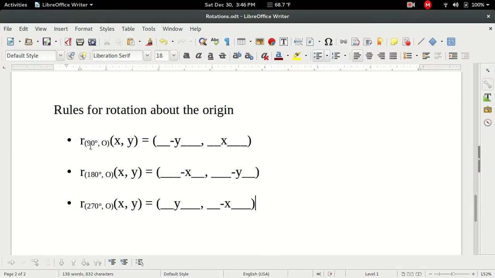We're going to do a rotation of 90 degrees about the origin of the triangle ABC. So where we have the points X, Y here, we're actually going to have the triangle ABC, which means we're just going to do this rule to the points A, B, C. So remember, negative Y, negative X for the 90-degree rotation.